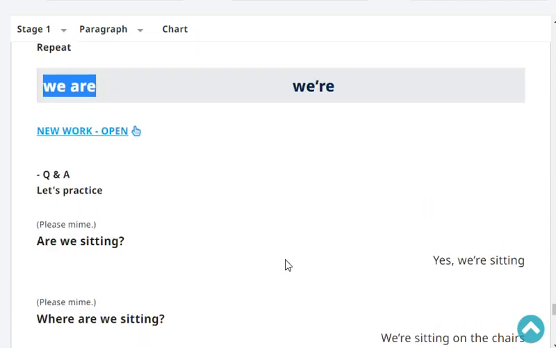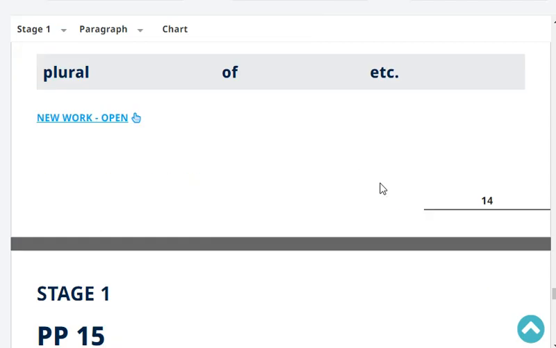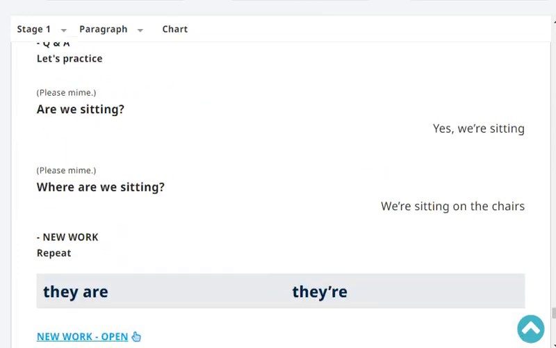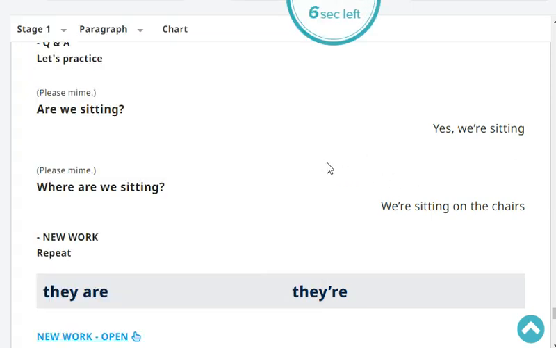We are, we are. Were. Very good. Are we sitting? Yes, we are sitting. Where are we sitting? We are sitting on the chairs. Very good.